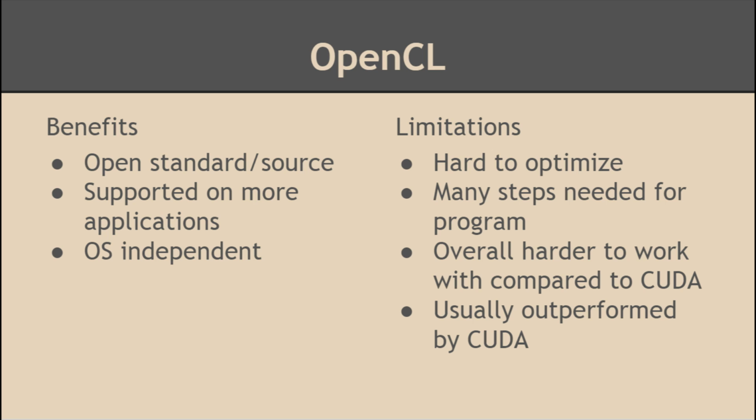One of the main features of OpenCL is its portability, as it is supported on more applications and is truly OS independent. It is also an open standard and open source as well. Some of the limitations of OpenCL include that it's very hard to optimize, as many steps are needed for a single program, and it is generally considered harder to work with compared to CUDA. Another thing is it is usually outperformed by CUDA, but this is mainly attributed to the differences in the programming model and to NVIDIA's compiler optimizations for CUDA.